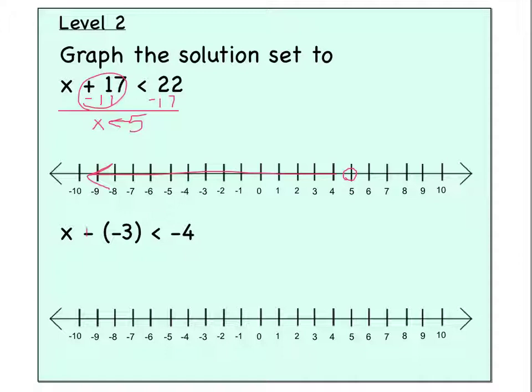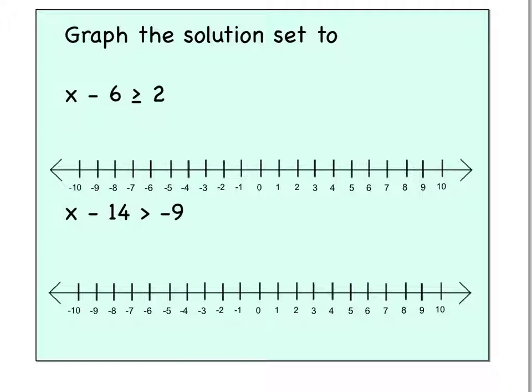The next one I'm going to change using keep it, change it, flip it. So that really is x plus 3 is less than negative 4. We subtract 3 from both sides. We get x is less than negative 7. Since it's just a less than sign, we're going to have an open circle. The numbers that are less than negative 7 would go to the left. And if I looked at this sign, I could turn it into an arrow, and it tells me which direction to shade.